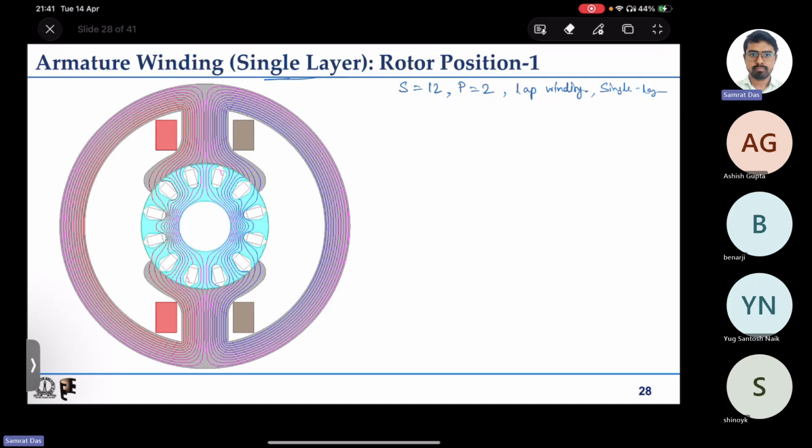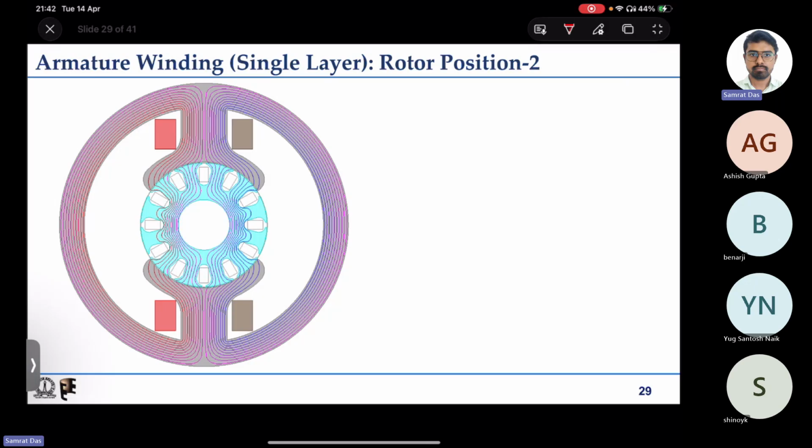We know that there is something called a commutator in a DC machine. We will understand what that is, and there is also something called a brush. We have to decide the number of those. The rule tells that the number of commutator segments is equal to the number of coils, and the number of coils is half the number of slots if it is a single layer winding. We understood why.